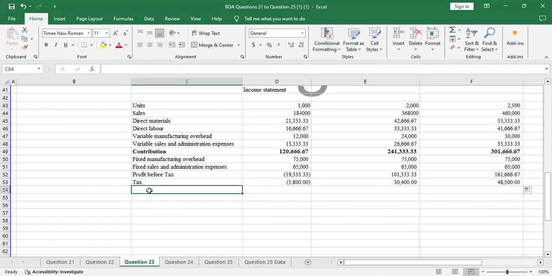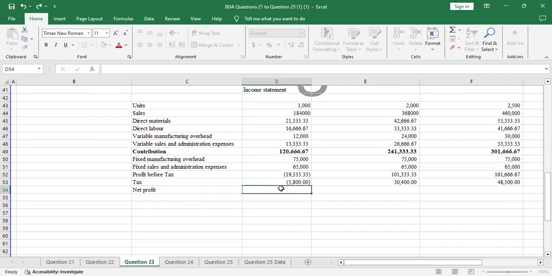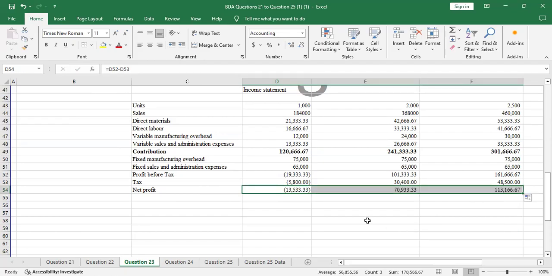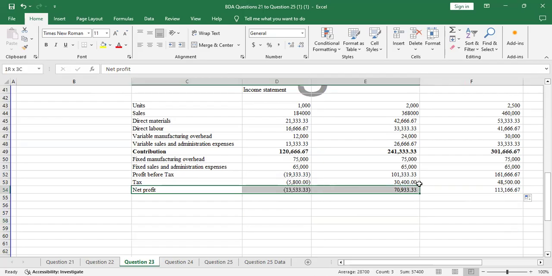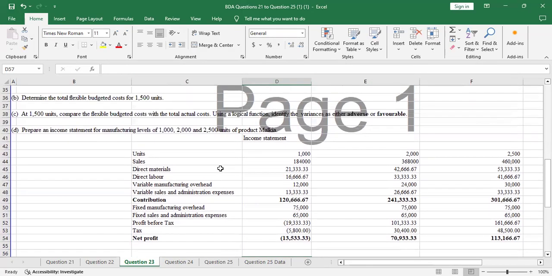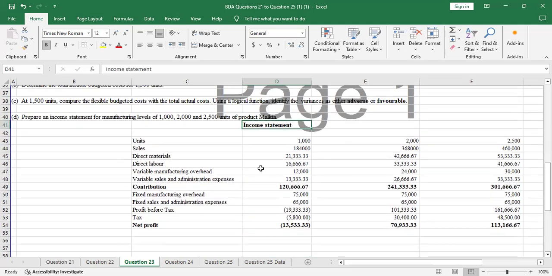So the profit after tax, or the net profit, in this case, will be this minus that. So we have 13.5. Yeah, that's correct. So we drag that. So that's the net profit for the items. That's how you are supposed to do the income statement for this question.